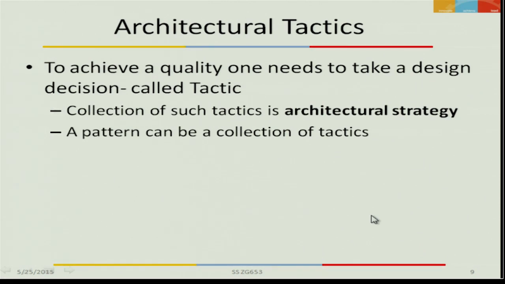So essentially, to achieve a quality, one needs to take a design decision, which is called a tactic. The other design decisions that I mentioned at the beginning are the decisions that come from the organization, things like the technology of choice, on which you have no control. However, this particular thing, a tactic, is in your hand. This is the design decision that you are going to take. A collection of such tactics is called an architectural strategy, and a pattern, whether it's an architectural pattern or a design pattern, is essentially a collection of such tactics.